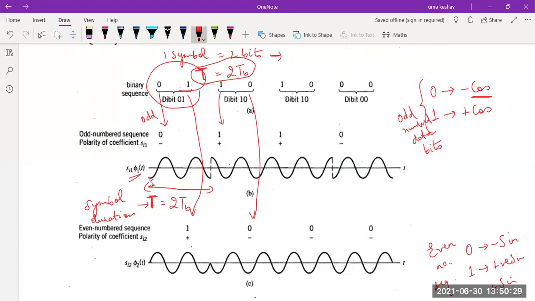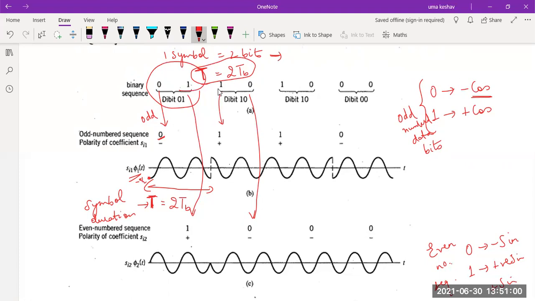We know negative cosine means it should start at the negative maxima or the minima, whatever we call it. At minus pi by 2, it will start, go to maximum, and come back. We have shown 2 cycles of carrier for our reference. Okay, there are 2 cycles of carrier shown. This is the cosine value representing 0, and if I have to represent 0, I have to use a negative cosine.